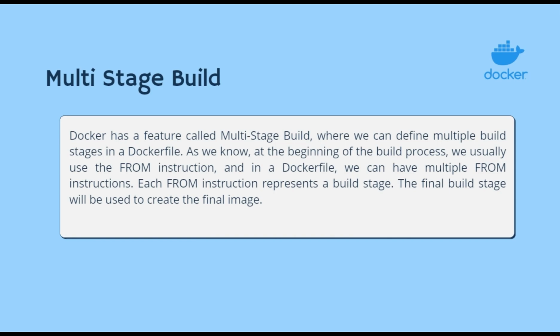As we know, at the beginning of the build process, we usually use the FROM instruction, and in a Dockerfile, we can have multiple FROM instructions. Each FROM instruction represents a build stage. The final build stage will be used to create the final image.